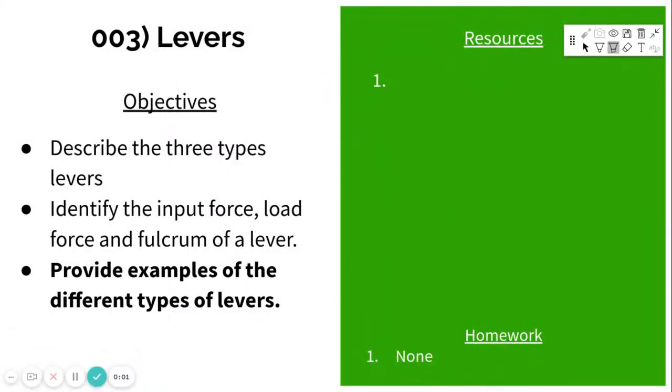Alright, final video for levers. By now you should be able to describe the three types of levers and identify the input force, load force, and fulcrum of a lever. So now we're going to provide examples of different ones.